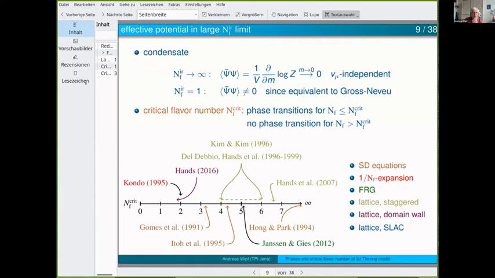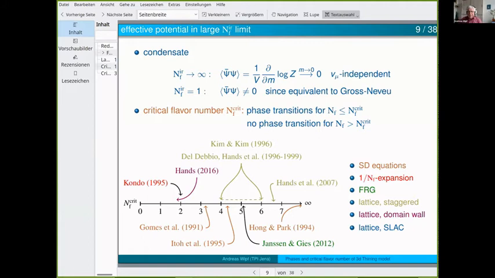On the other hand, for one irreducible, two-component flavor, we know that the Thirring model is equivalent to the bosonic model, which is known to have a chiral condensate. So we have the situation that for one irreducible flavor, there is a chiral condensate. For infinite flavors, there's none. So we expect there should be a critical flavor number, NF critical, below which the system can be in a broken phase, and above which there is no broken phase. So the question is, what is this critical flavor number?